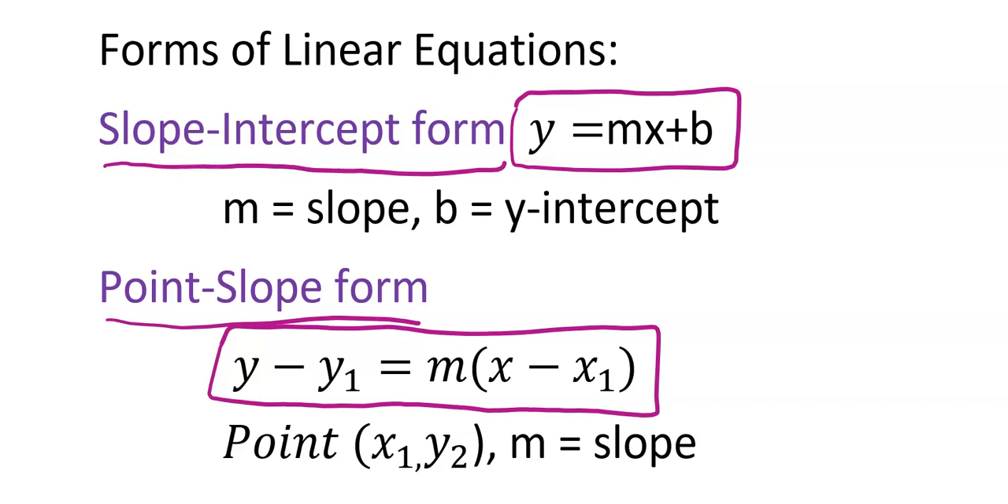So slope intercept form, y equals mx plus b. The m stands for the slope. The b stands for where it crosses the y-axis, or the y-intercept. Point slope form is y minus y1 equals m times x minus x1. The point that you're given would be those variables that have the ones with them, where the m would be the slope once again.